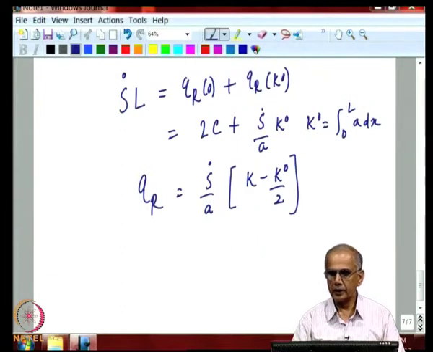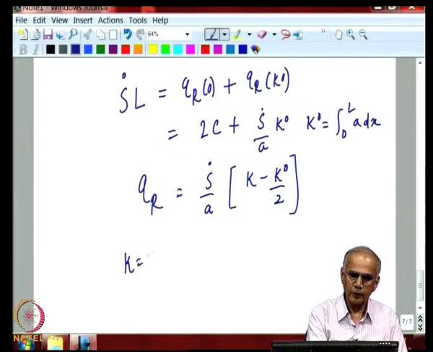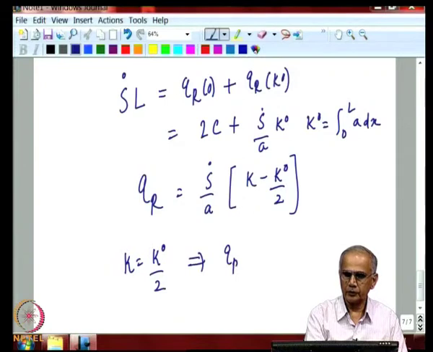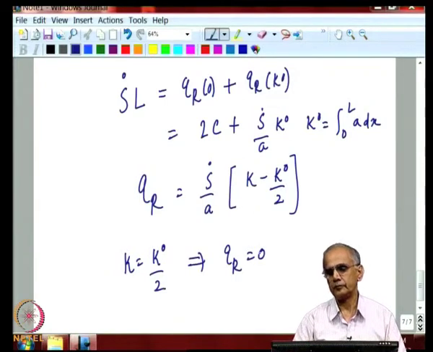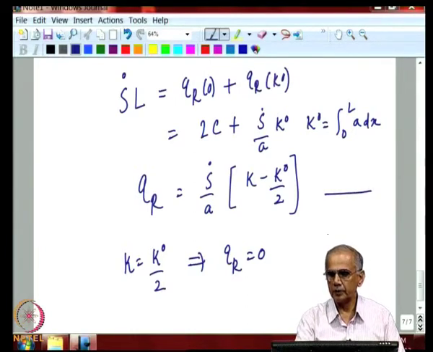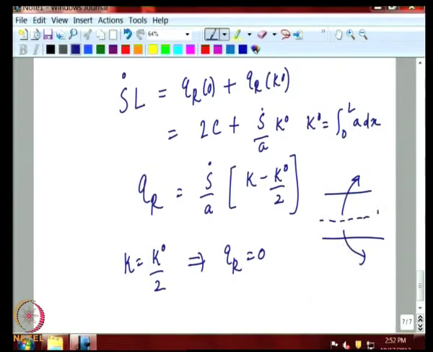And here you can see that at kappa equals kappa 0 by 2, qr has to be 0. And that is not surprising, because the heat released from the combustion chamber has to go out to both the walls. So, at the center, right in the center here, qr has to be 0. And that is emerging here clearly in the expression.